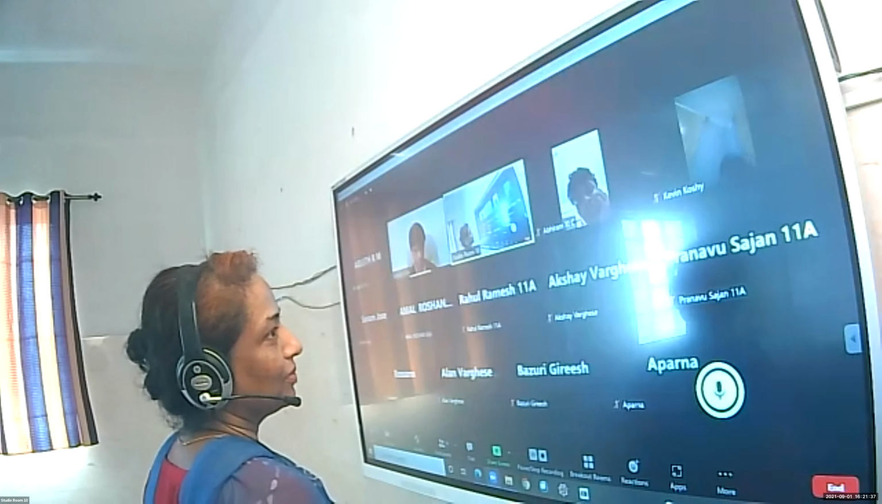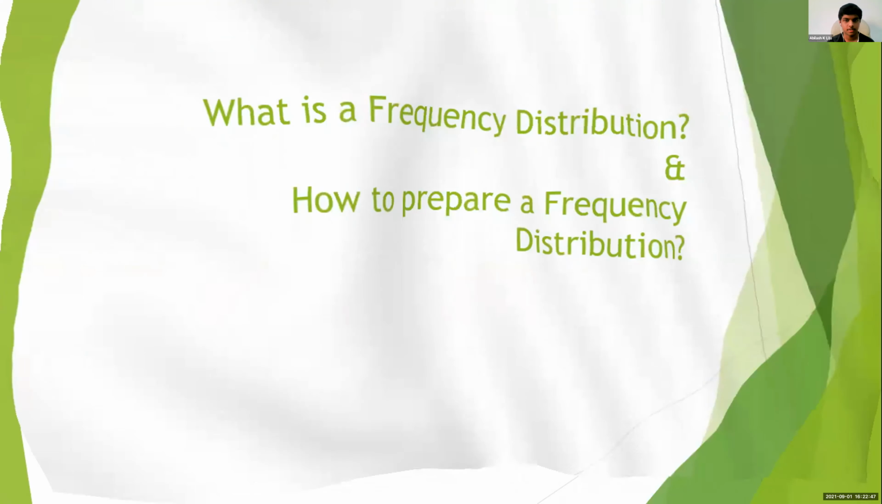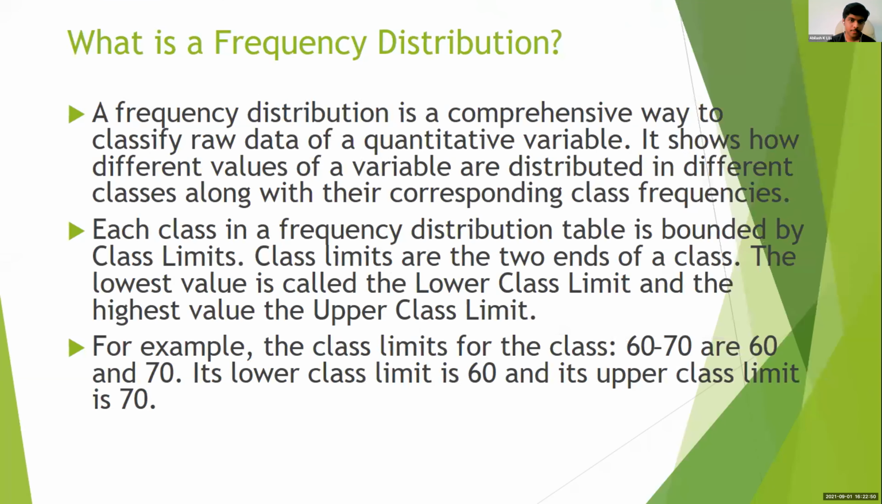No. She was here. So I'm going to present a seminar on what is frequency distribution and how to prepare a frequency distribution. So let's start with what is a frequency distribution. So frequency distribution is a comprehensive way to classify quantitative variables, meaning variables that can be expressed in the form of numbers. And basically you can classify the values in the form of how frequent they are occurring in an observation.